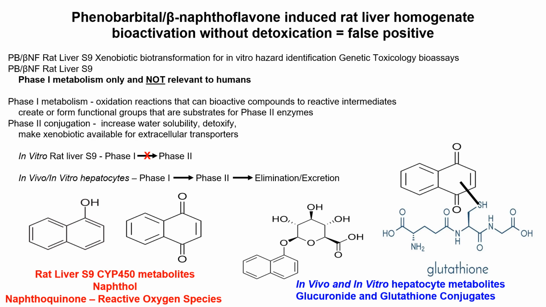This is shown here at the bottom, where basically you have naphthol and naphthoquinone. Naphthoquinone can form reactive intermediates. However, they are glucuronidated or conjugated with glutathione, and we were able to show this in vitro using human hepatocytes, whereas in rats, the glutathione conjugates of naphthoquinone are the primary metabolites formed.